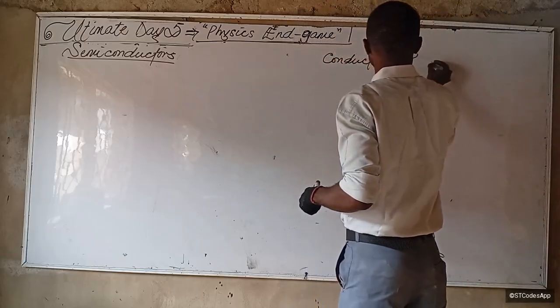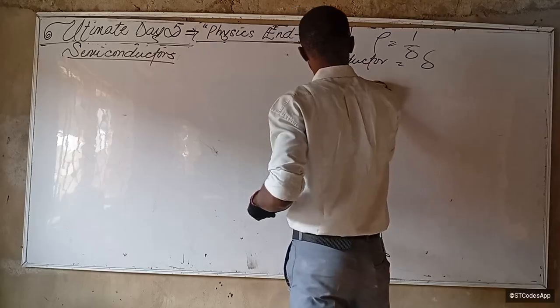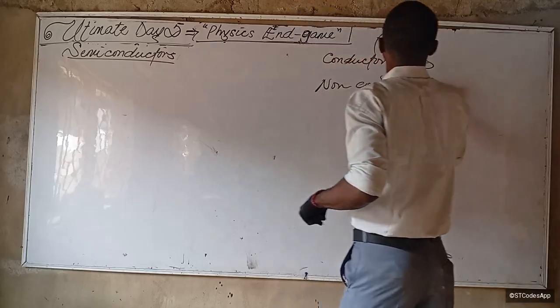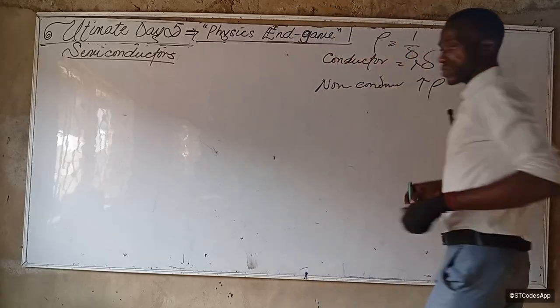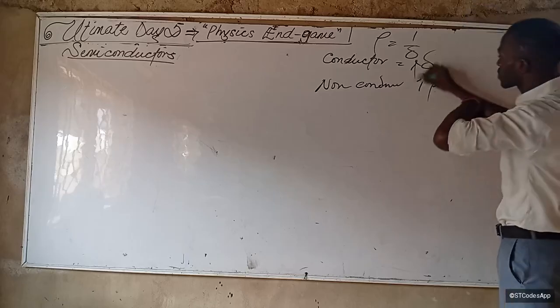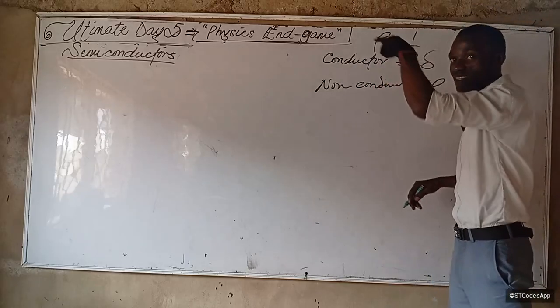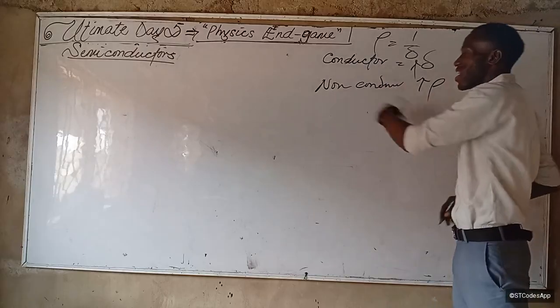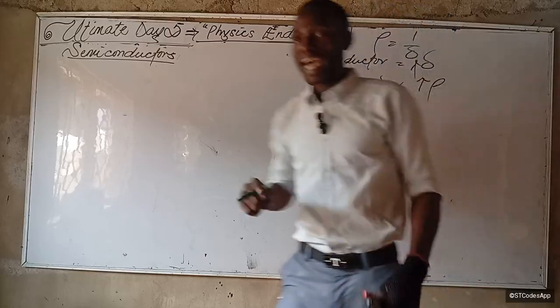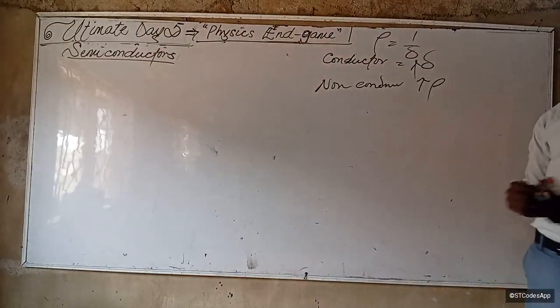So it means that conductors have high conductivity. But non-conductors have what? High resistivity. Does that make sense? Conductors have high conductivity, low resistivity, while non-conductors have high resistivity, low conductivity. Do you understand? All right.